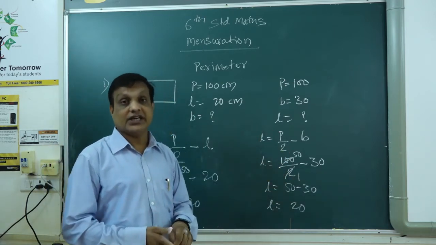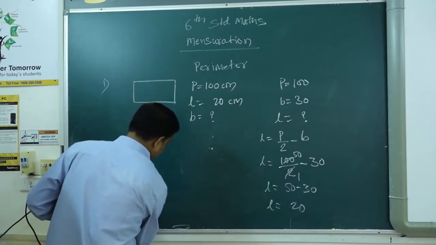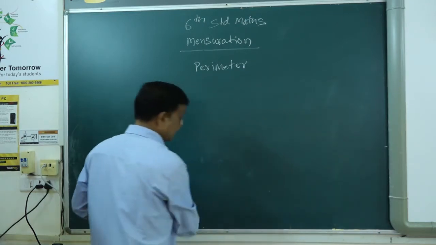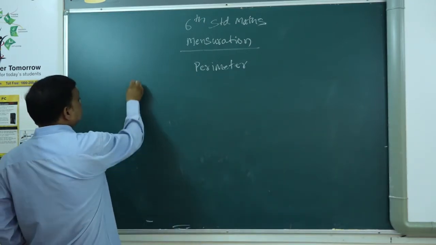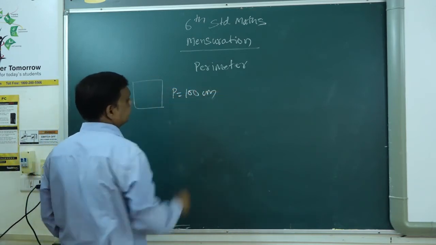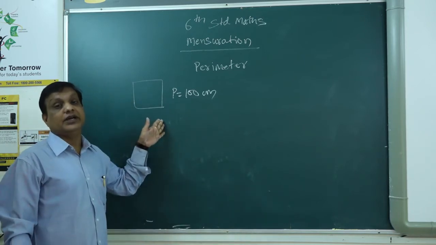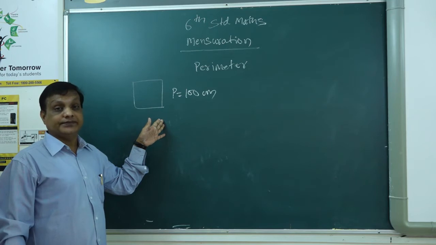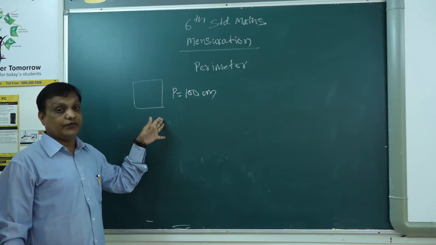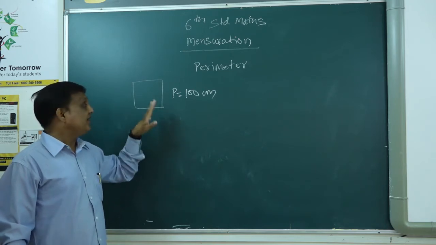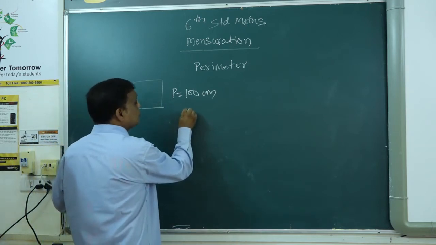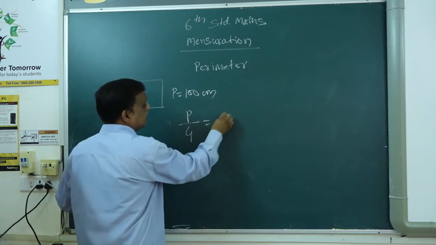Okay. Now we will go towards the square. Now, square, as you know, all sides are equal. And the perimeter of the square is given, 100 centimeter. Now you have to find the side of the square. As we learned, perimeter of square formula is 4 multiplied by side. When perimeter of square is given and side is not given, you have to divide perimeter by 4. You will get the answer, side.